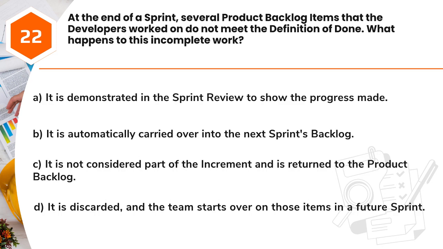Question 22. At the end of a sprint, several product backlog items that the developers worked on do not meet the definition of done. What happens to this incomplete work? A. It is demonstrated in the sprint review to show the progress made. B. It is automatically carried over into the next sprint's backlog. C. It is not considered part of the increment and is returned to the product backlog. D. It is discarded and the team starts over on those items in a future sprint.